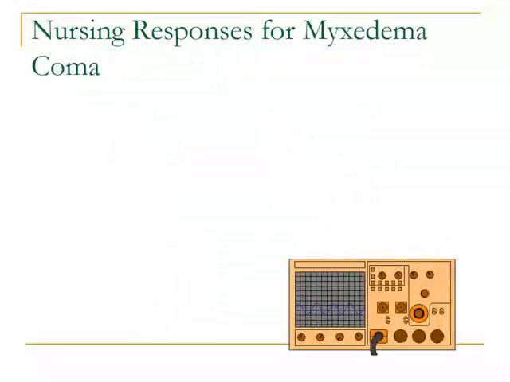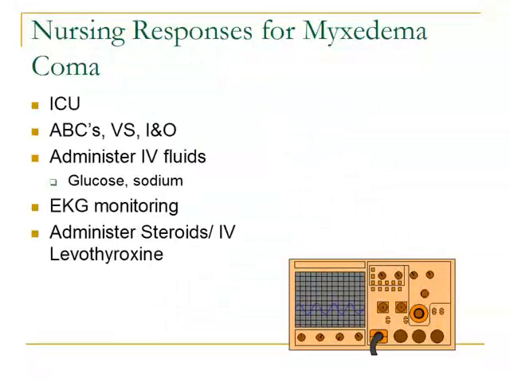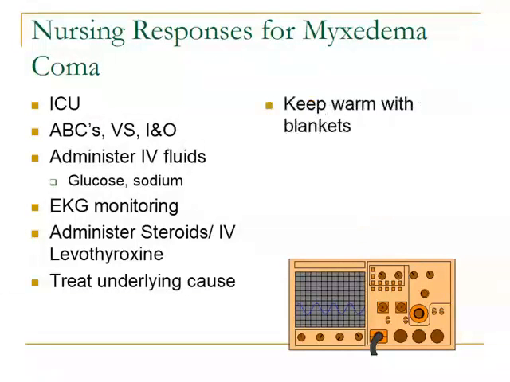Nursing care for these patients that have this type of a coma would be in an ICU setting. Typically they're given glucose and sodium since their levels are typically low during this particular scenario. Patients are watched for arrhythmias on the EKG. They're given steroids, IV, and that's also to help with the adrenal cortical insufficiency that's going on with it. The underlying cause that triggered the myxedema coma is treated. The patients are kept warm with blankets.